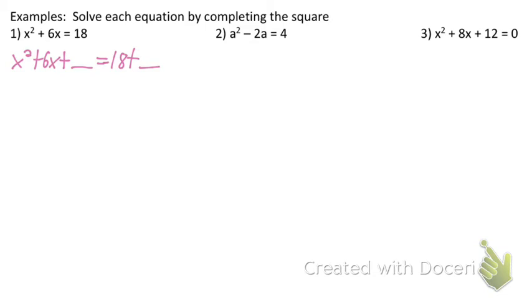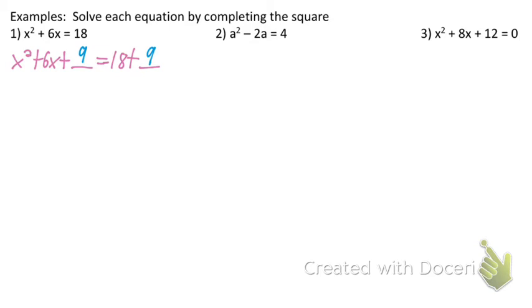How'd you arrive at 9, Phoenix? Because half of 6 is 3, and 3 times 3 is 9. Very well said. Half of 6 is 3, and 3 times 3, or 3 squared, is 9. So we add 9 to both sides.